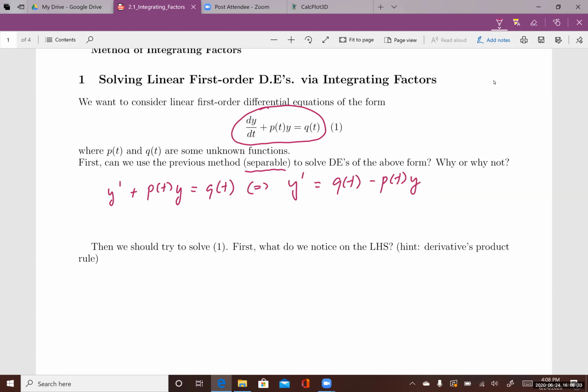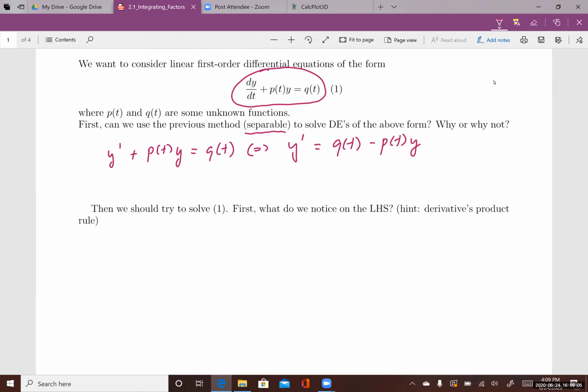And I'm kind of stuck here, because I want to move y to the other side, which I did, but then I cannot move the p of t to the other side, and so on and so forth. So that means we cannot use separable. This is not one of the separable equations, so we cannot solve it by separating the function of t and function of y on both sides. So no, we cannot use separable equations to solve this DE.